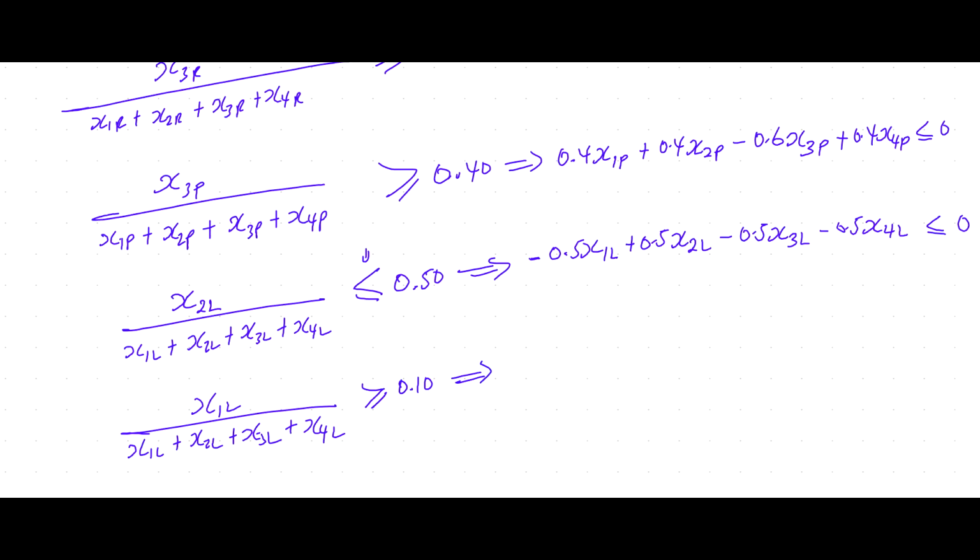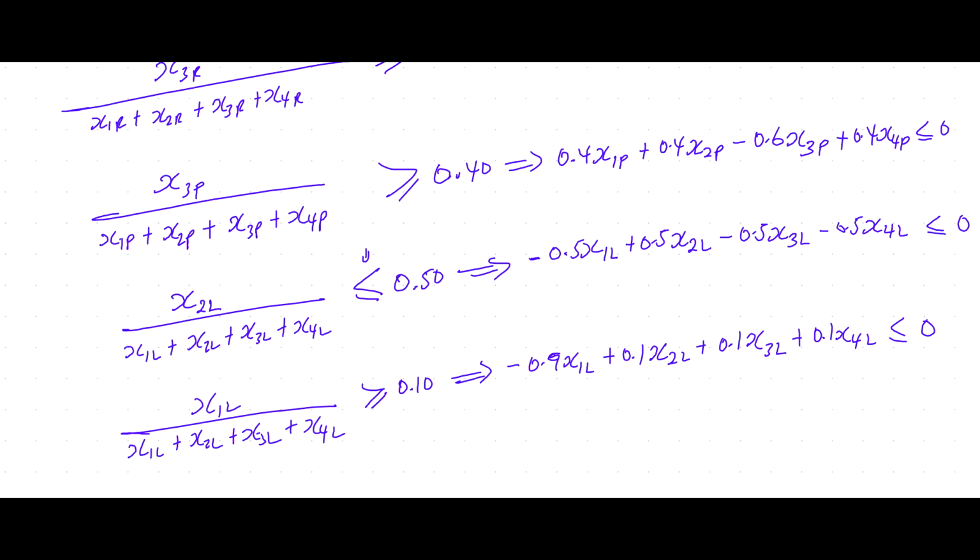So if we are to expand this, then we have 0.9 component 1 in low lead plus 0.1 component 2 low lead plus 0.1 component 3 low lead and plus 0.1 component 4 low lead, and should be less than or equal to 0. All right.